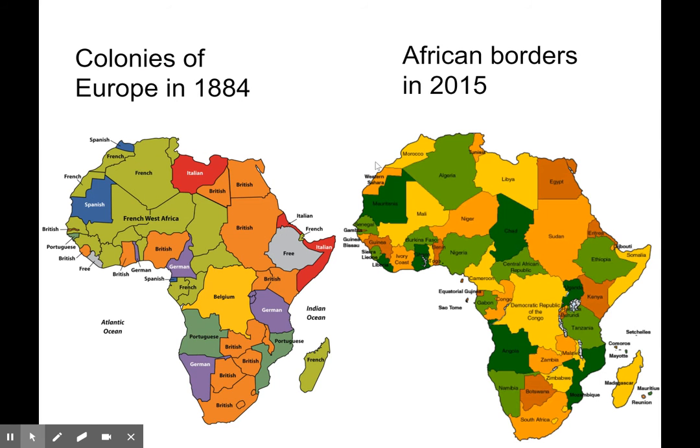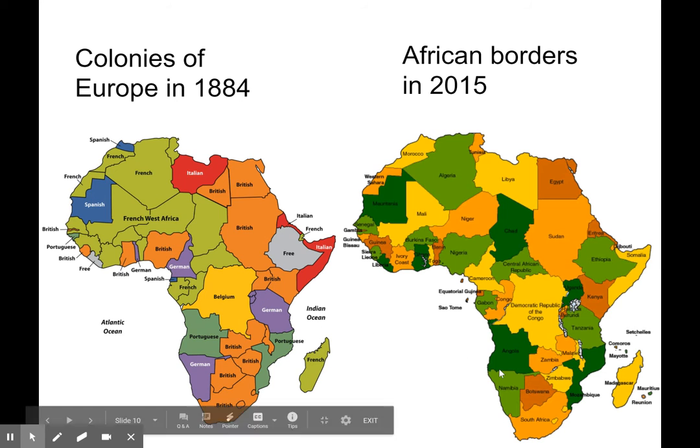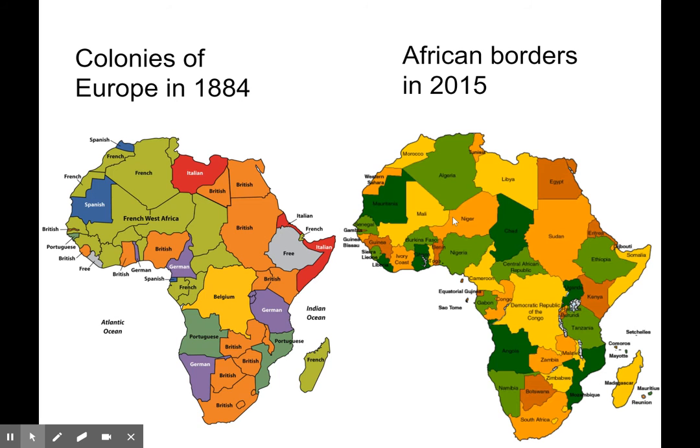You can see the African borders in 2015. You can see some of these states, like Sudan, is actually split up into two. So you're going to see that it's very different than what this map is. There are some that are very similar, but there's going to be a lot of nations around the coast that are going to be split up and getting rid of the Europeans' rule.